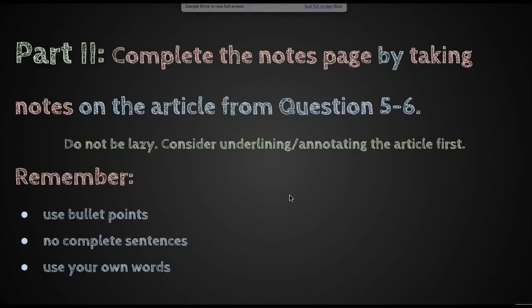Part 2, complete the notes page by taking notes on the article that you used in question 5 or 6. So complete this notes page thoroughly by taking notes on the article from question 5 or 6. Don't be lazy. Consider underlining or annotating the article first. Like in the demonstration that I did, I actually underlined and annotated the article, which only took 5 or 10 minutes, and that allowed me, when I took notes, to just skip my eyes to the different factoids and keywords and phrases that I had underlined and annotated already. So this is your chance to practice the skill, which will definitely be beneficial to you later on.